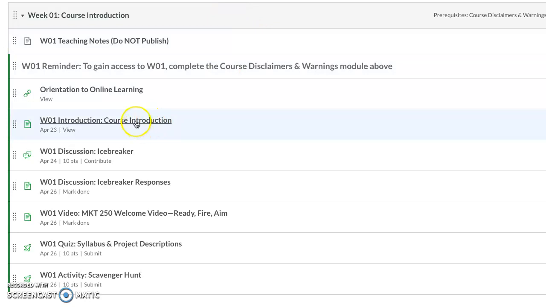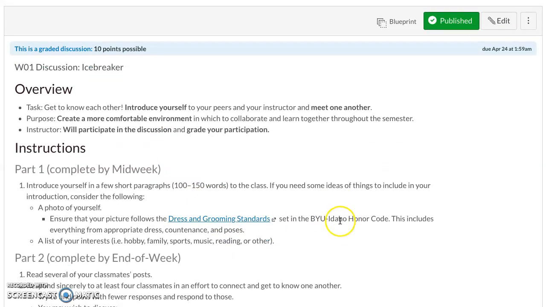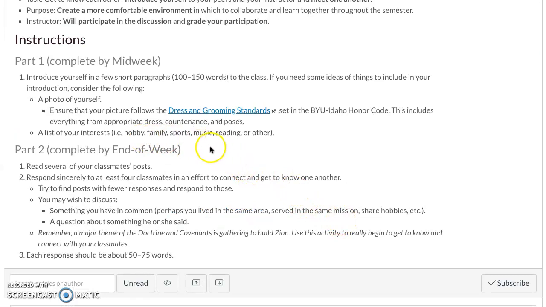So going back to week 1, I'm now back in our modules section in the week 1 area. Your icebreaker discussion board will require you to post a little bit of information about yourself. Pictures are encouraged. Please ensure that it follows the dress and grooming standards. But if you'd like, we'd love you to post pictures and tell us a little bit about yourself, hobbies, what your family life is like, other interests. We'd love to get to know you.